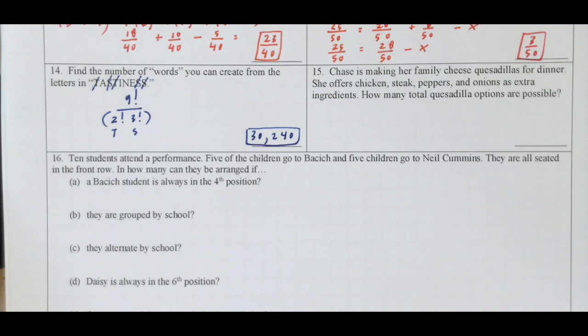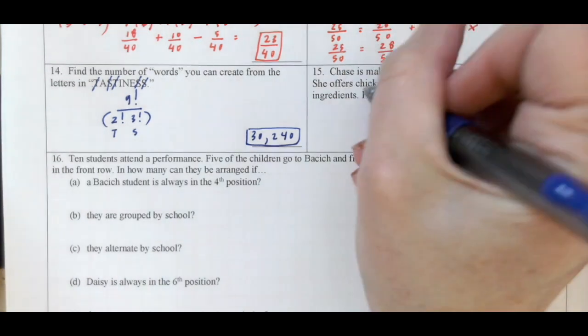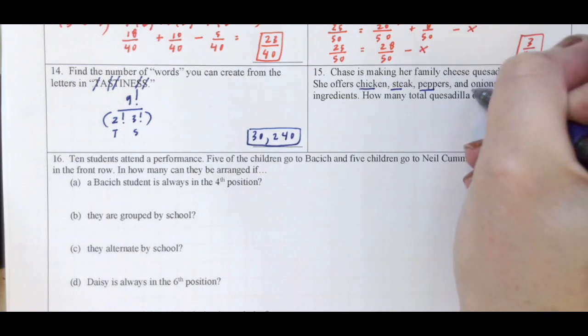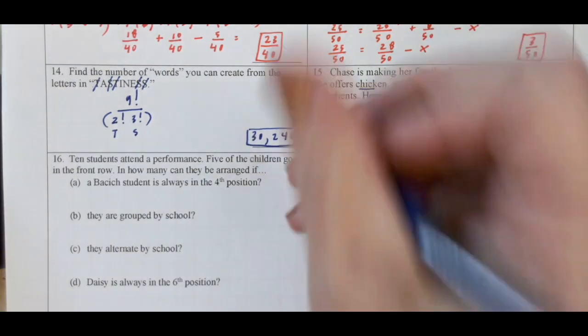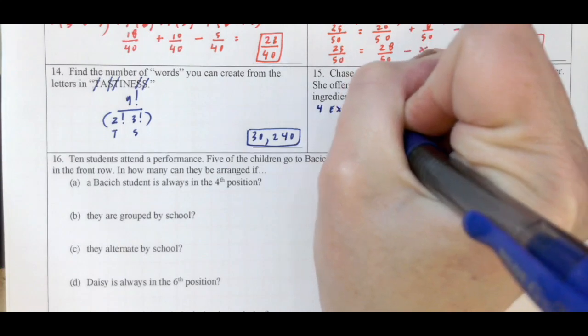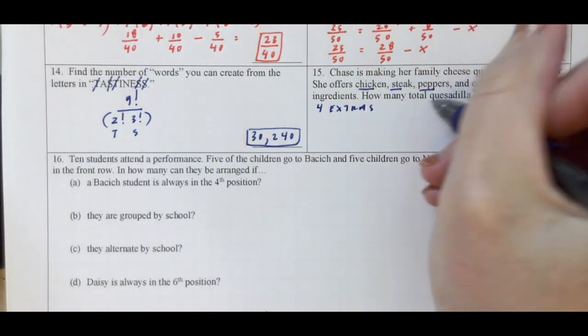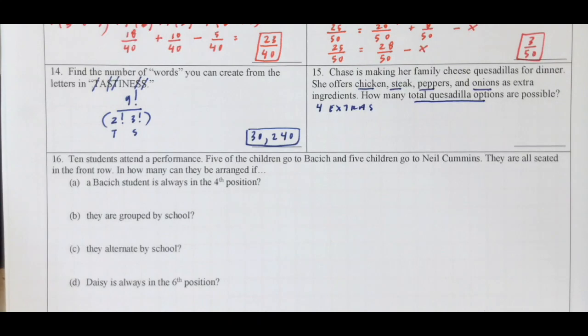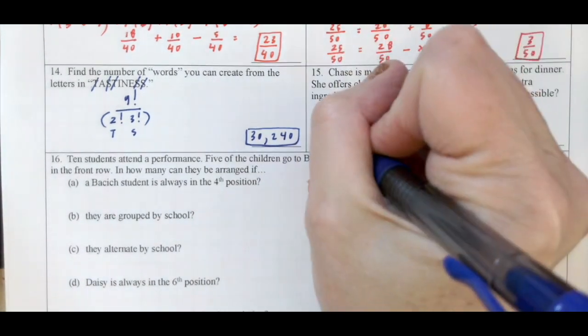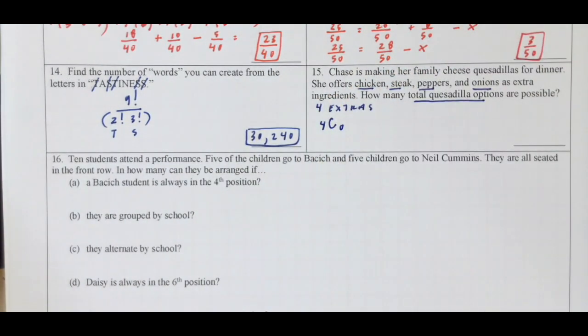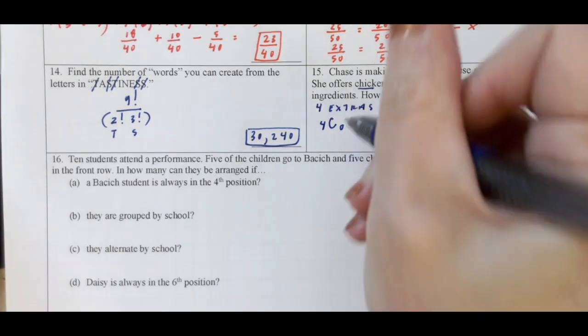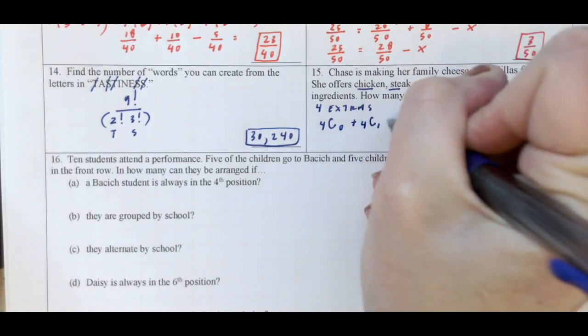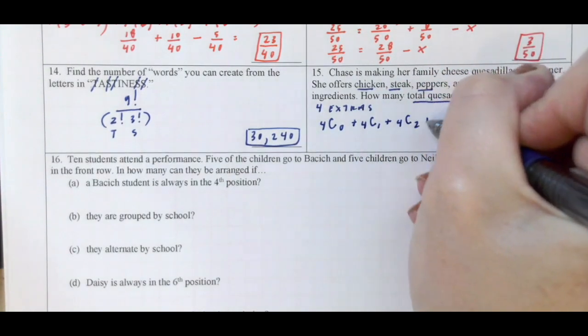All right. 15. Chase is making her family cheese quesadillas for dinner. She offers chicken, steak, peppers, and onions as extra ingredients. So 4 extras. How many total quesadilla options are possible? So she could have none of the extras, a plain cheese quesadilla, that's 4 choose 0, or she could have all the extras, which is 4 choose 4, or something in between. So we're really just adding up 4 choose 0 to 4 choose 4.